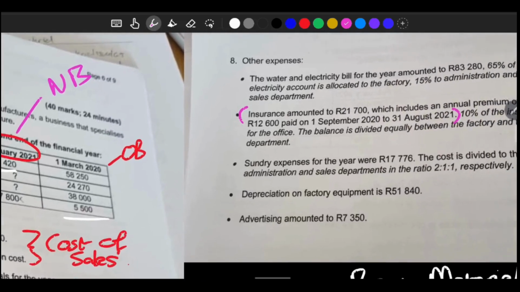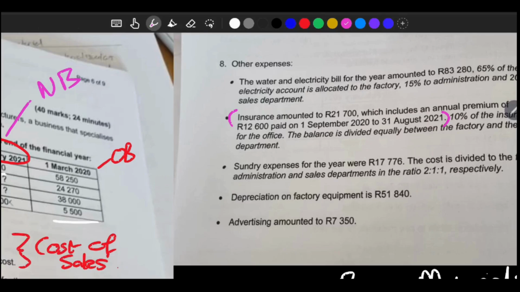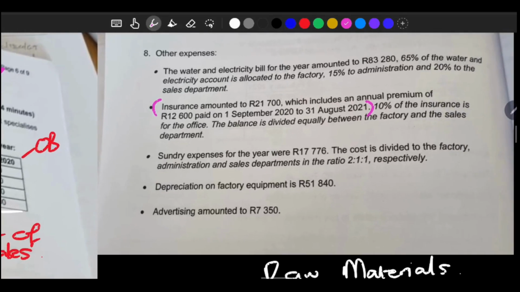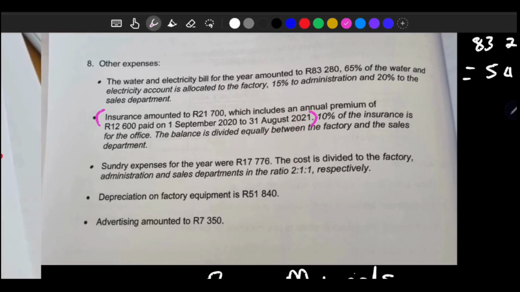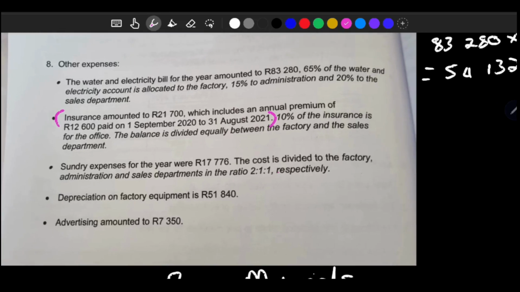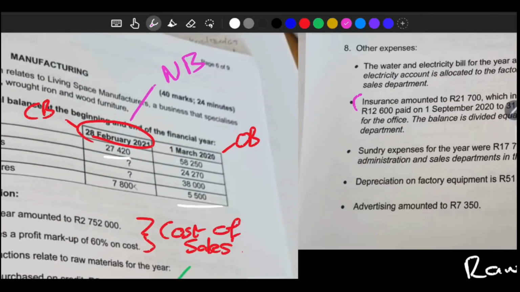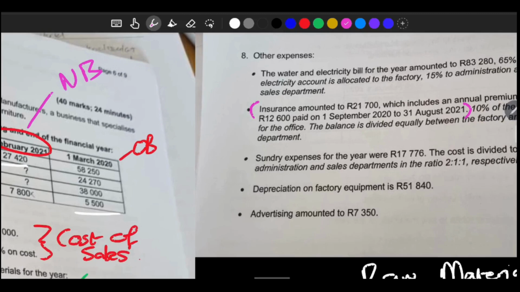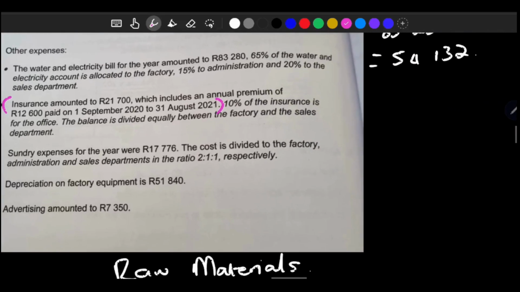So same thing is happening here. Tell me what you have spent for insurance in this financial year. So this 12,600 is for 12 months. You can see there's 1 September 2020 to 31 August 2021. But we're only looking for the financial year end of 28 February 2021. So from 1 September 2020 to 28 February 2021, that is 6 months. So we're going to account for this for 6 months.